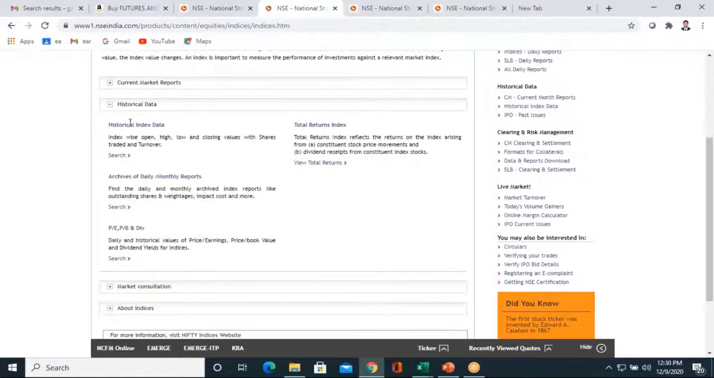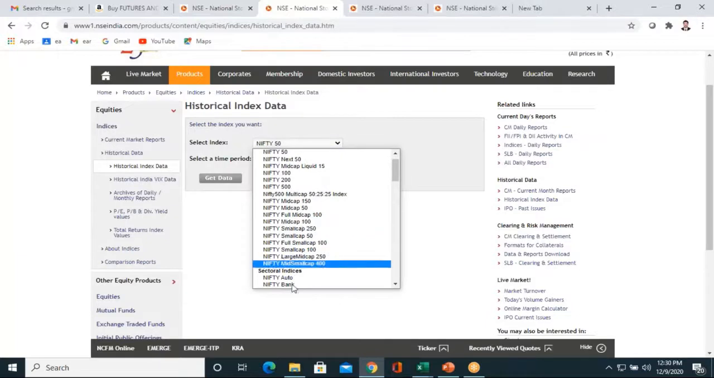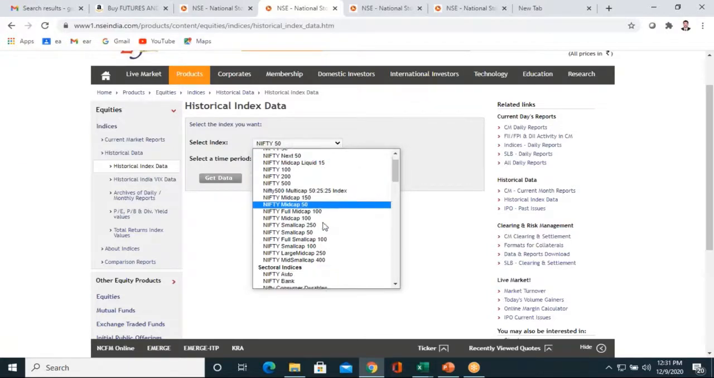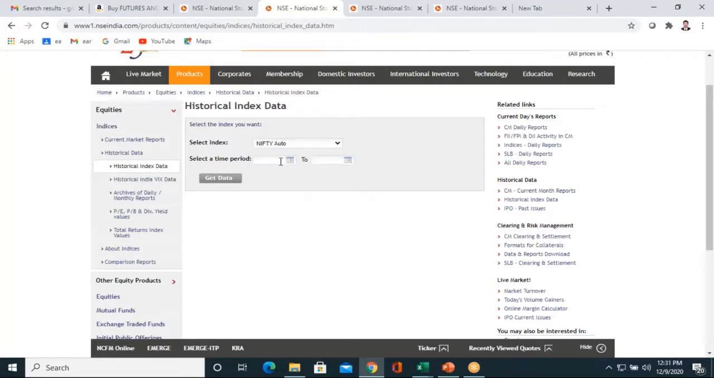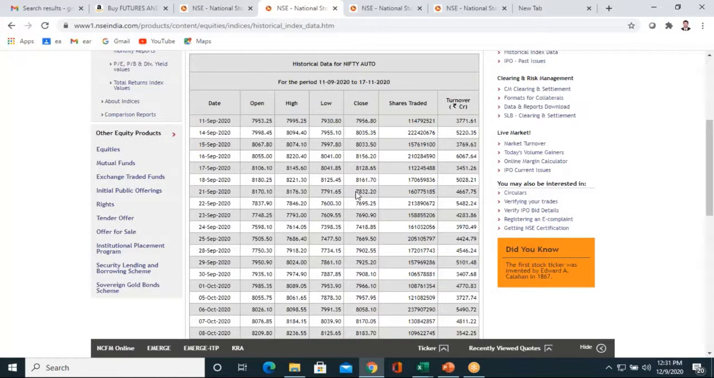then data, and here historical index data. So you will get all the indices which are listed. If you want sectoral, Nifty Next 50, or midcap, or 100, 200, anything you want, you can collect it here. Sectoral indices you want, you can also go ahead. There is a lot of research also done on this, like auto, bank. Say for example, auto, I'm going to choose from 9 to 10, 11. So I will get the data for the auto index.